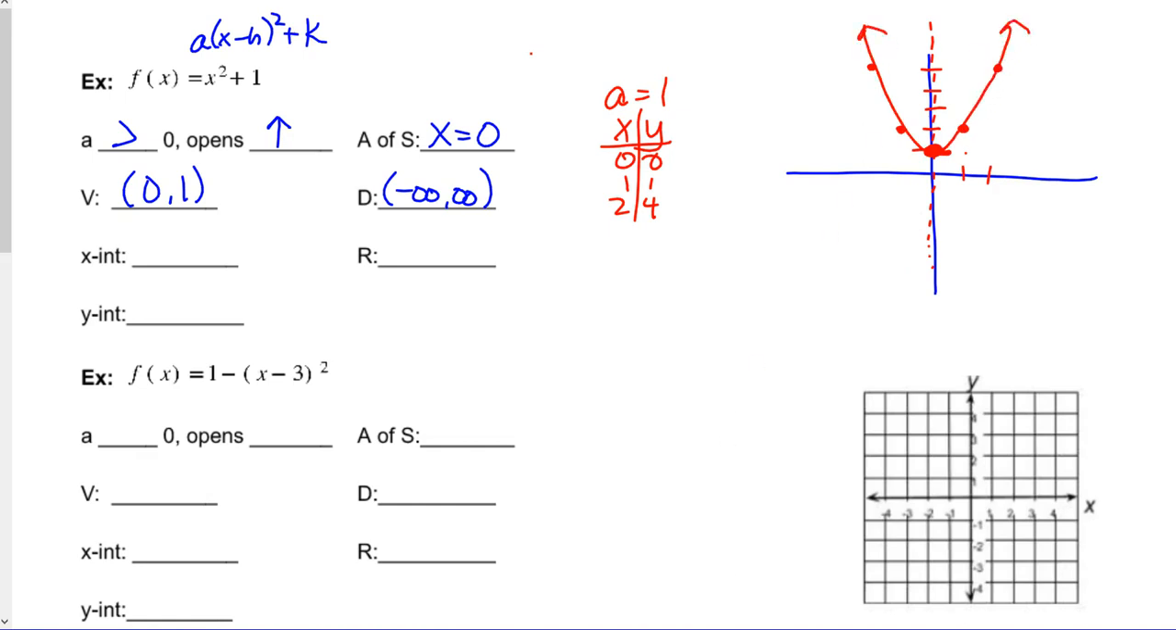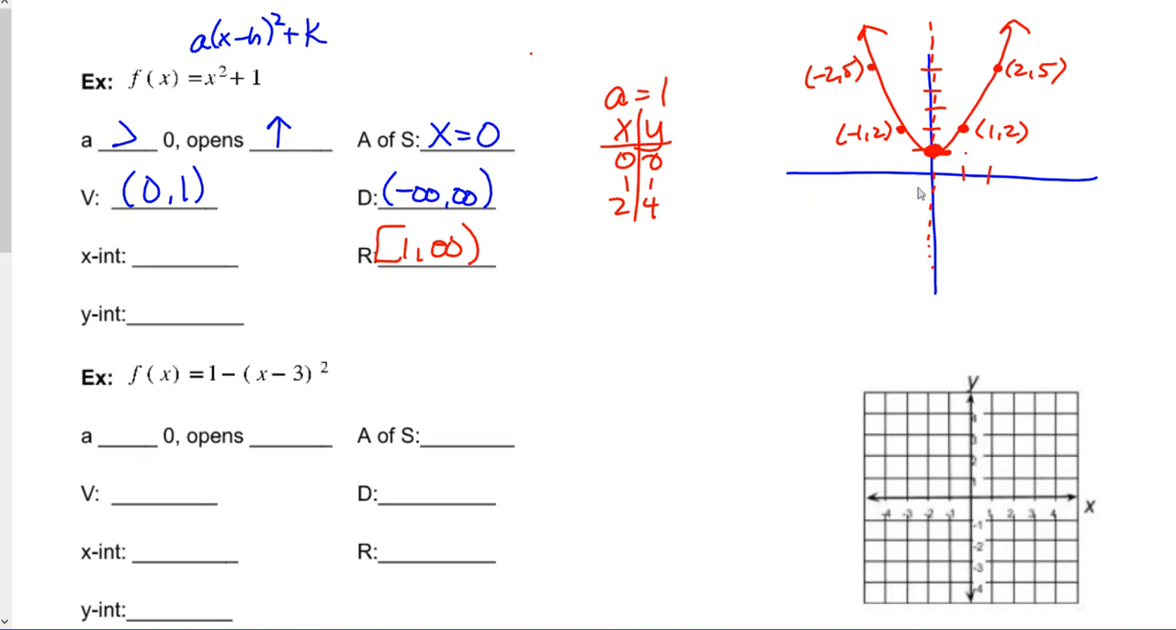Okay? So this is the point 2, 5. So this is at 2, 5. This is at 1, 2. This is at negative 1, 2. And this is at negative 2, 5. Okay? So since I don't have a grid there. Now, what do we know about the range? If I come up, negative infinity, there's nothing until I start at y equaling 1, to infinity. Therefore, that is going to be my range.